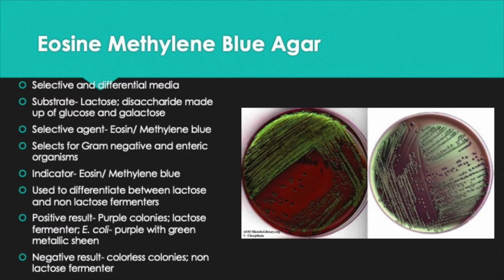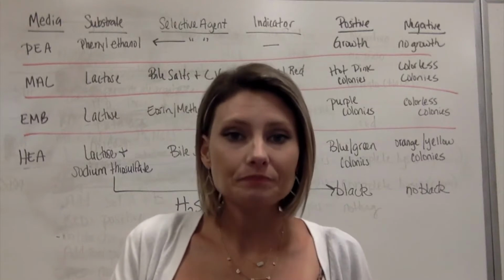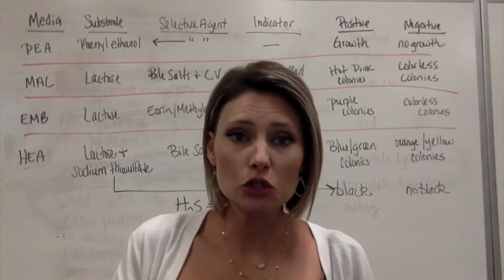that is going to be E. coli. Now, there are other tests that you can do on top of the EMB, like MR-VP, that's going to further identify E. coli for you, and we are going to go over those. But if you streak it on EMB and it's purple and it's got a green sheen, it is probably going to be E. coli, unless there was something wrong with the media or something like that, because that's what the EMB is used for.